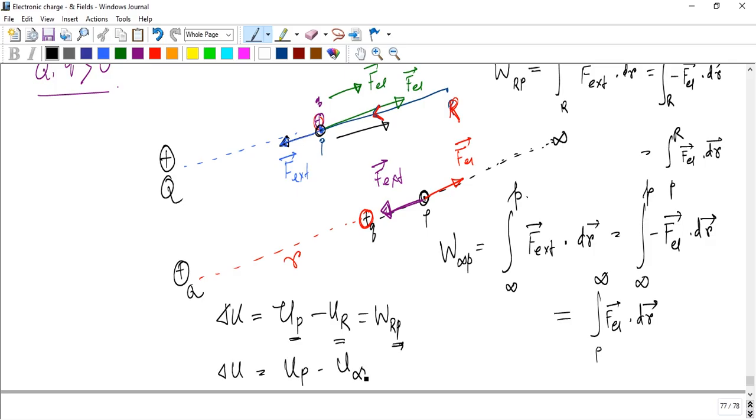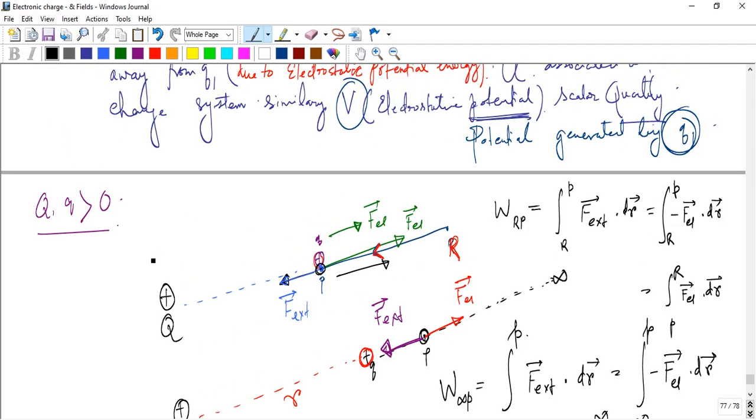So with R tending to infinity, W from infinity to P, some finite region. This work done is called work done on the test charge, not on the source charge. You see that clearly: all calculation is made on the test charge, not the source charge.